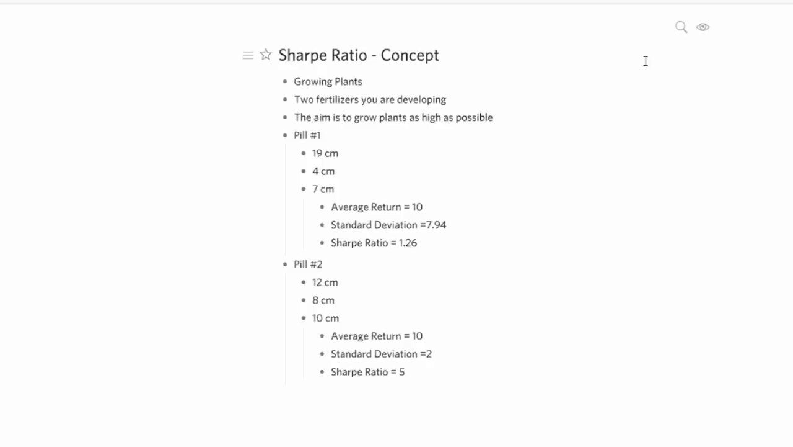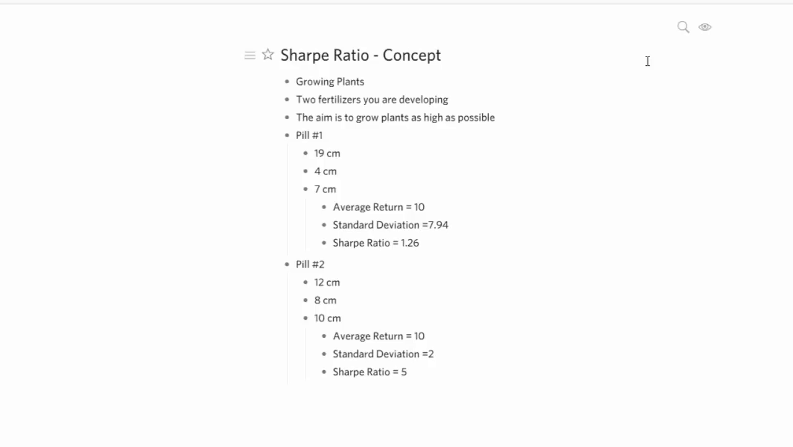So let's get started. Now, to simplify the concept, I want to talk about growing plants. Imagine you are growing plants and you are developing two different fertilizers. And let's say you develop them into a pill form. So what you do is you put the pill next to the plant, and then you just water it, and then the plant will start to grow.